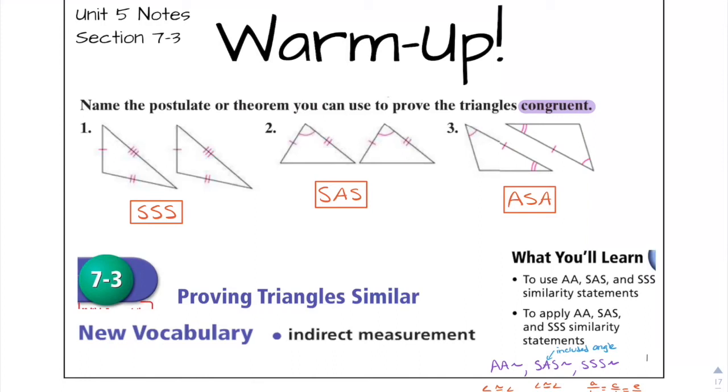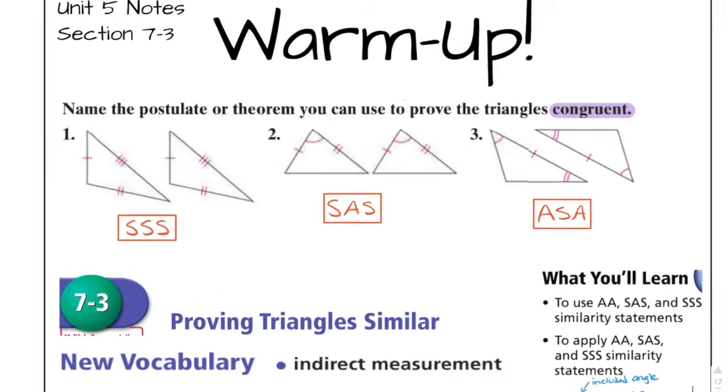Hello students, welcome back to the Unit 5 notes, section 7.3 this time. The warm-up I already did, feel free to pause here, but this warm-up involves bringing back our congruence because we're going to branch off away from congruence into similarity postulates.